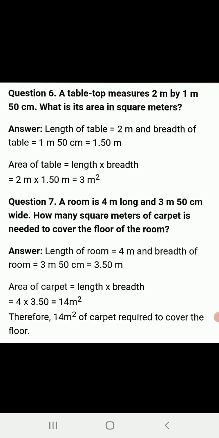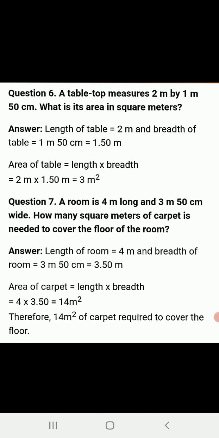Question 7. Your room is 4 meter long and 3 meter 50 centimeter wide. How many square meters of carpet is needed to cover the floor of the room? So there is a room, its length and breadth is given. We are going to cover the floor with the carpet. Okay, so completely we are going to cover. First of all, we need to find how much carpet is needed. That means how much area has to be occupied by the carpet.